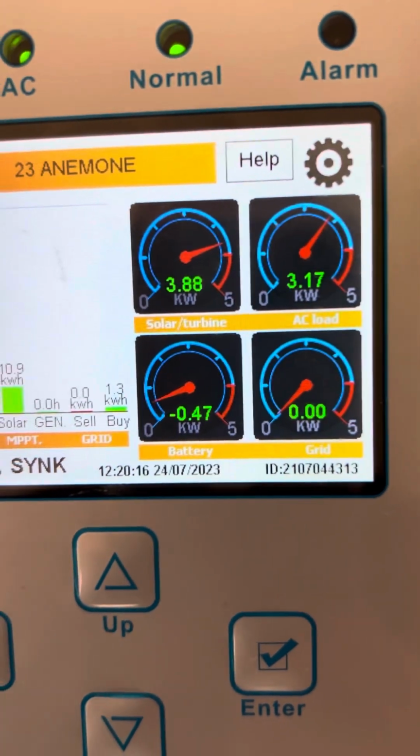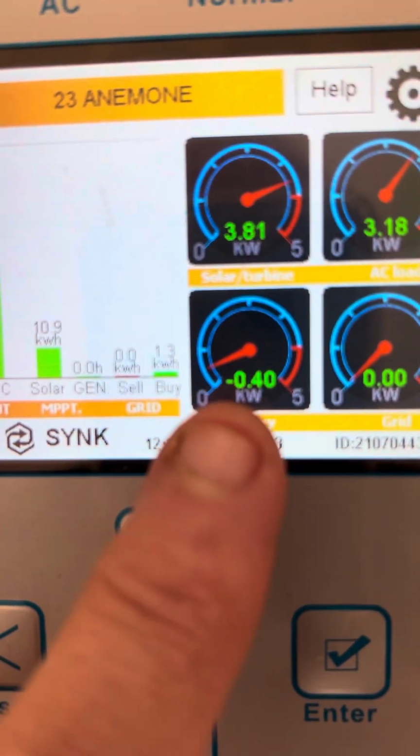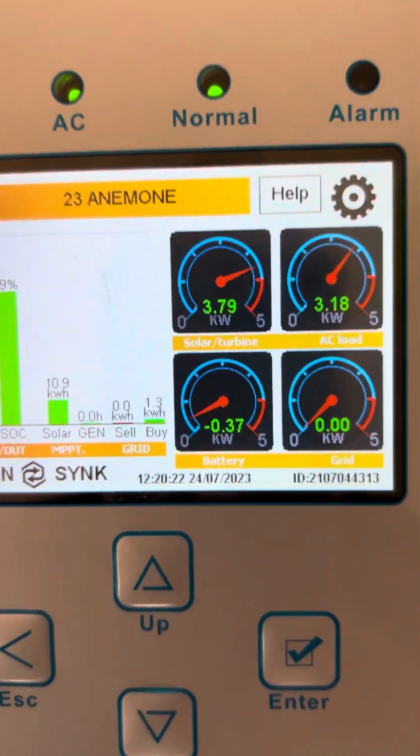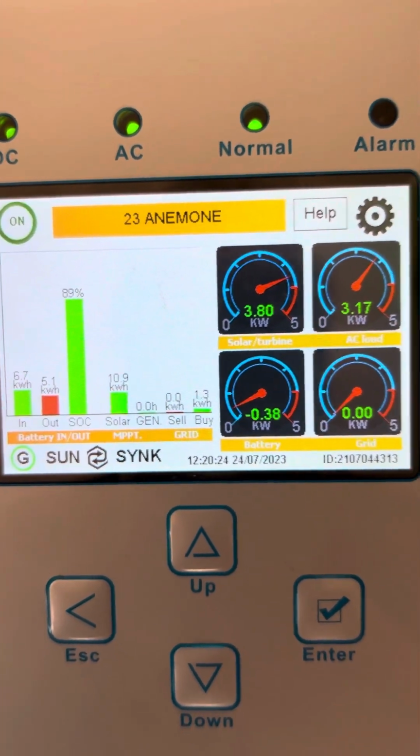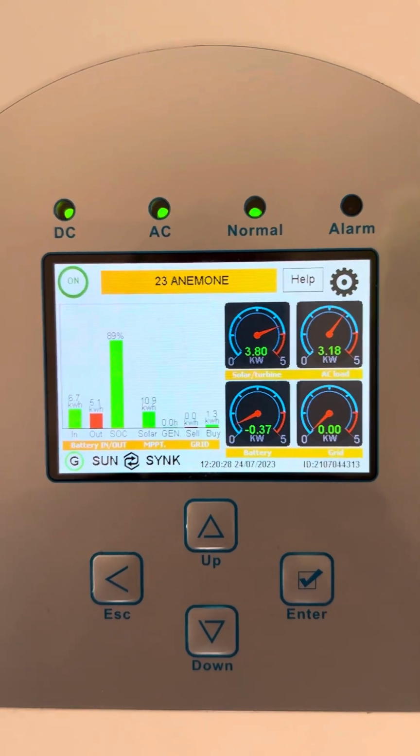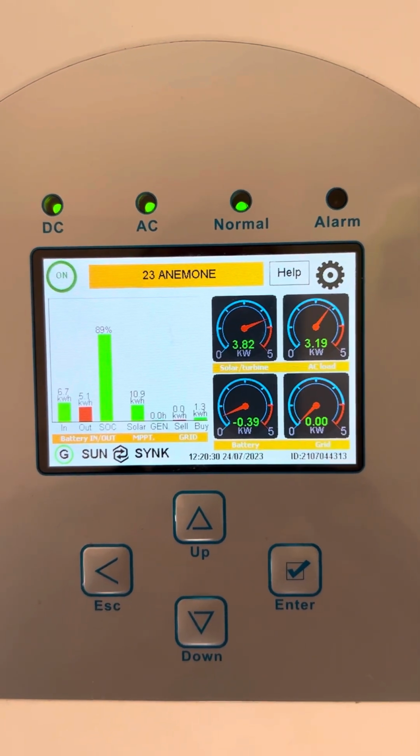Now just a refresher that if it's minus on the battery, it means the battery is charging. If there's no minus, it means it is utilizing battery. That's a little bit of an oversimplified version, but hopefully it'll help you guys that are new to Sunsynk just understand what each of the dials is for.